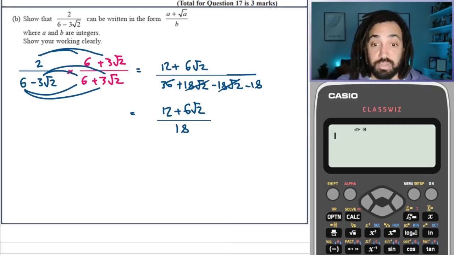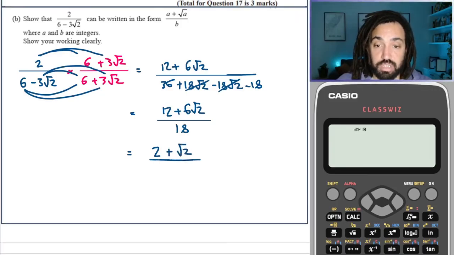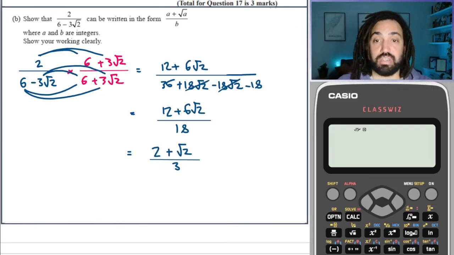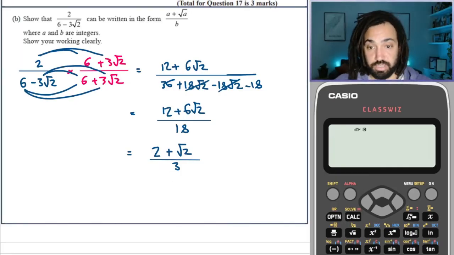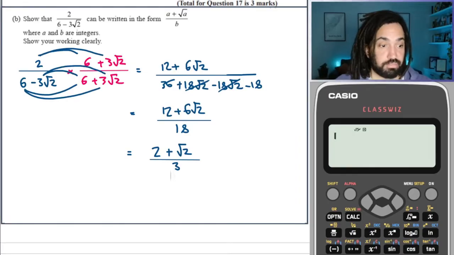Cool, we can divide through by 6, so all terms are divisible by 6, so it becomes 2 plus just a root 2 over 3. And that looks pretty good to me, because they're all integers. Perfect.